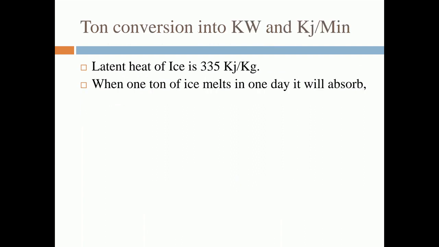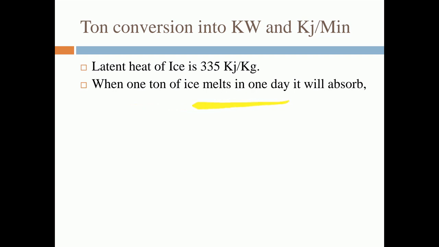Now, ton conversion into kilowatt and kilojoule per minute. As we know, the latent heat of ice is 335 kilojoule per kg. When the 1 ton of ice melts, it requires latent heat because solid is converted into liquid. So latent heat will be in the picture. The amount required is 335 kilojoule per kg for 1 kg of ice.